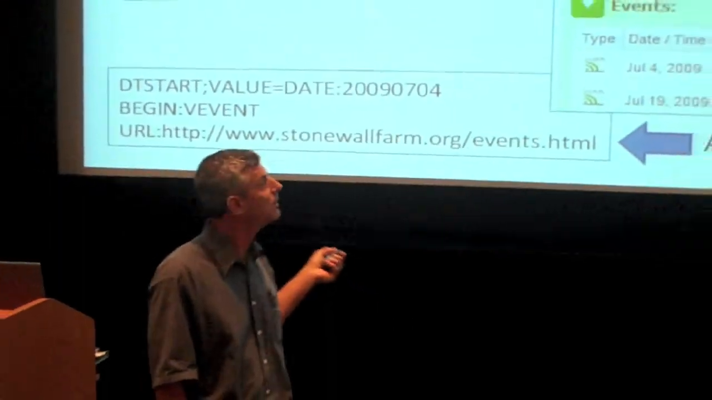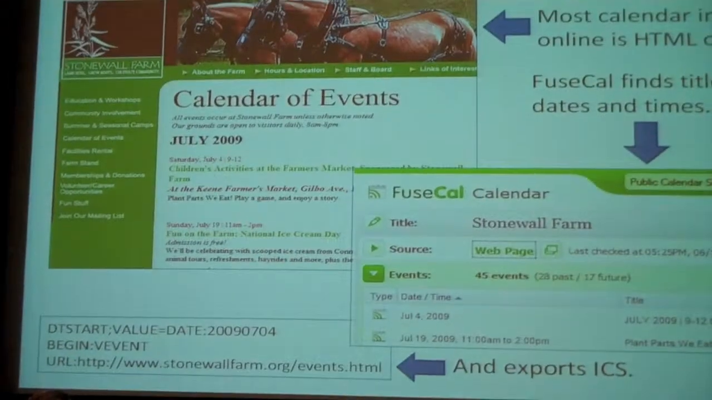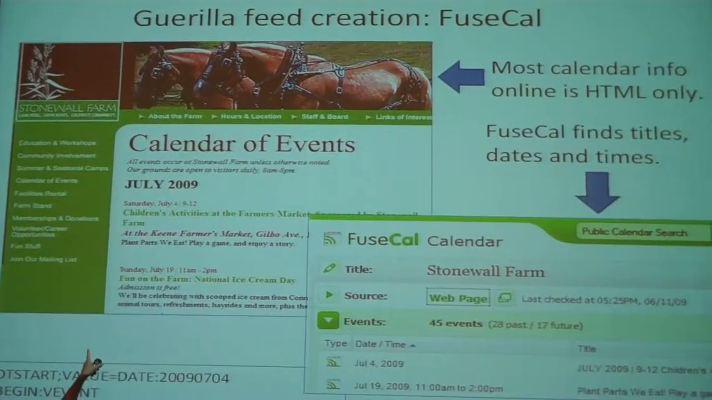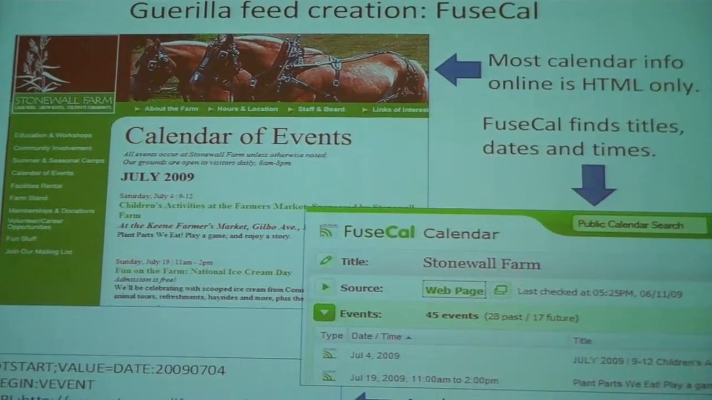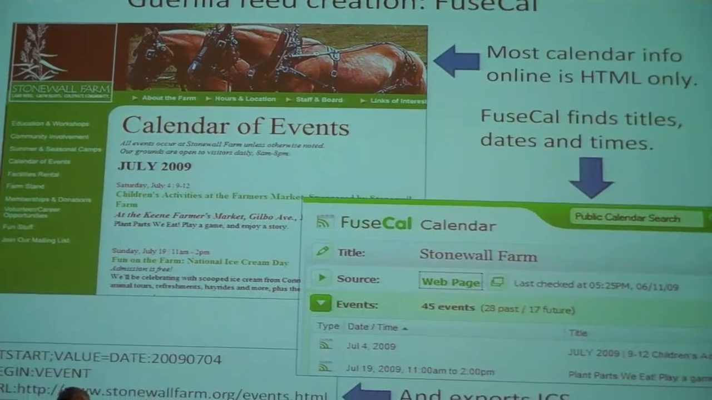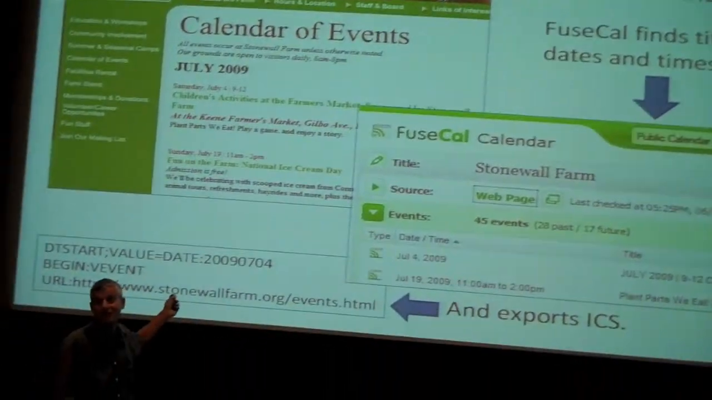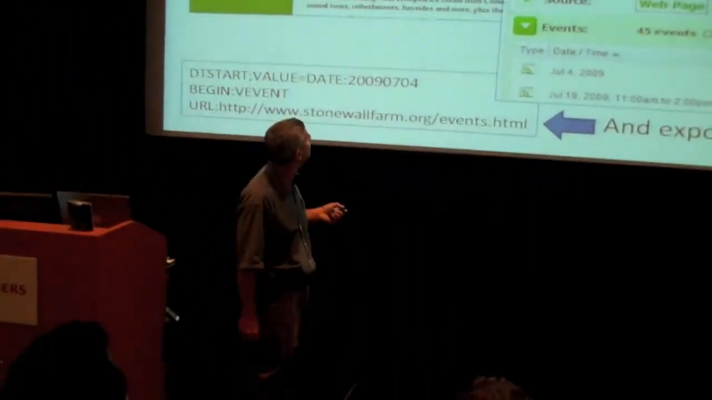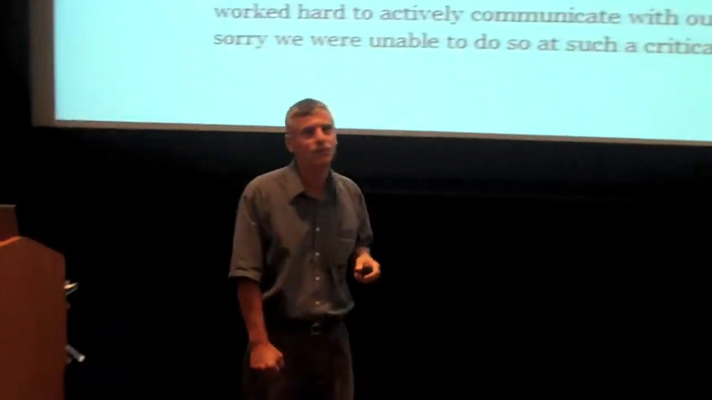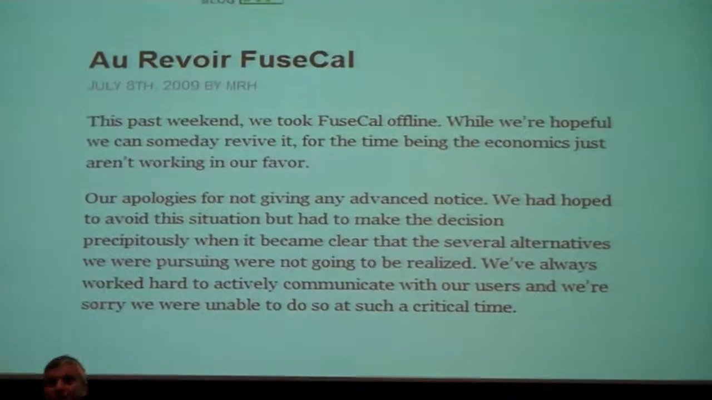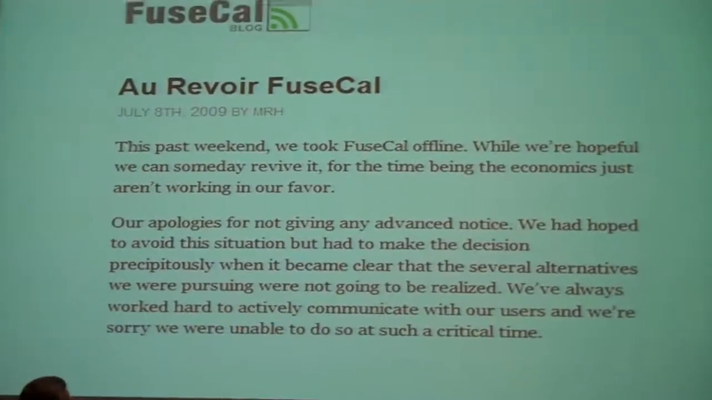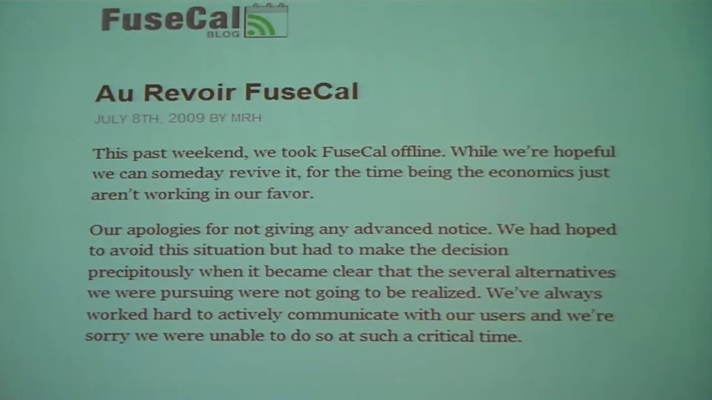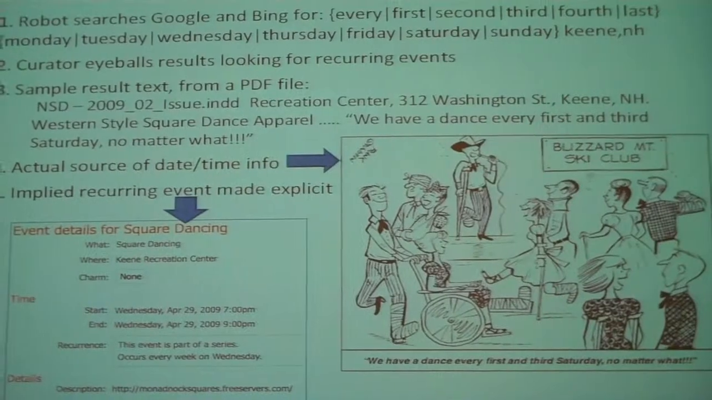For a while, I was getting a lot of mileage out of this thing called FuseCal, which is a very cool service that could read what people think of as calendar information on the web, and could turn it into what machines understand as calendar information on the web, and that can then be syndicated. And that was great, except, right, they just went out of business. So I'm back to kind of figuring out how to reach people who are the authoritative sources for this information and show them they can publish it themselves.